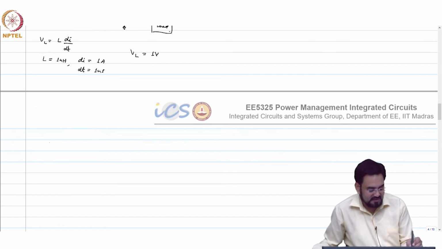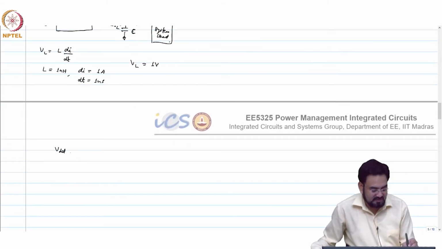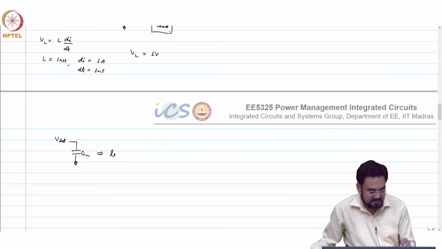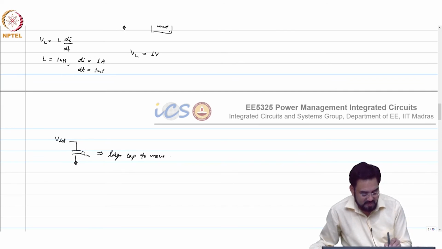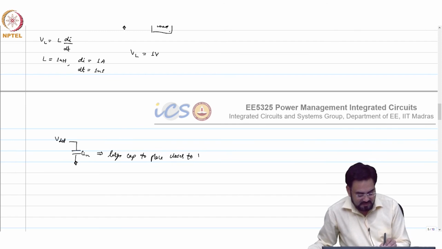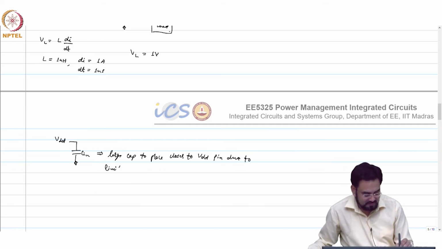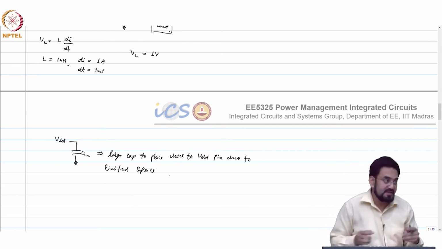So what you do actually, let's say I am looking at a VDD, because that is more critical in terms of ripple, and this is the capacitor you are putting, C-in. If this is a large cap, it is difficult to place closer to the VDD pin due to limited space. But if I have a smaller cap, then I can put it.